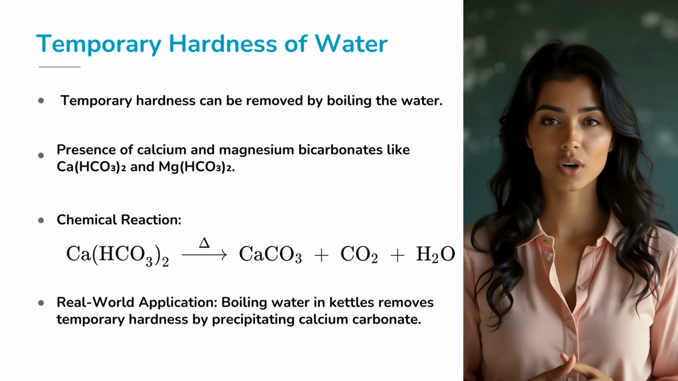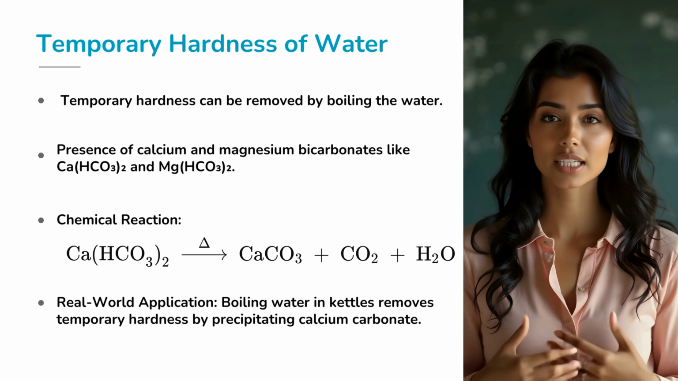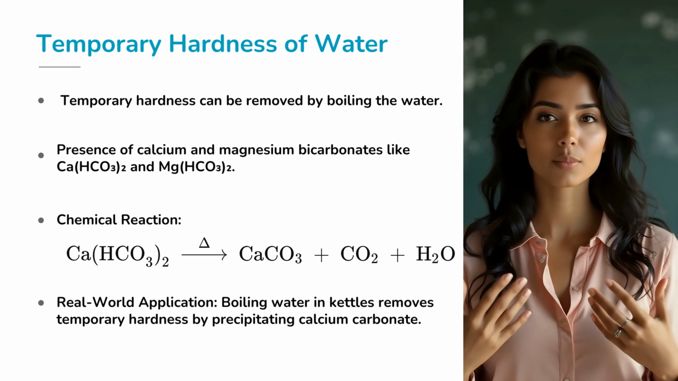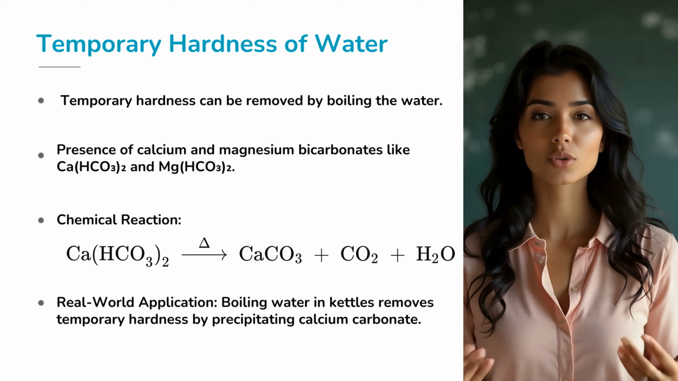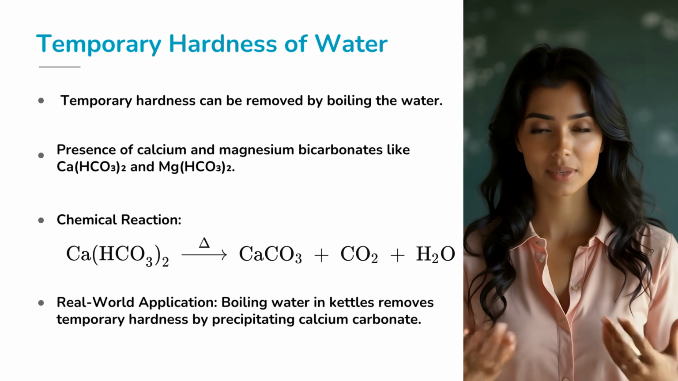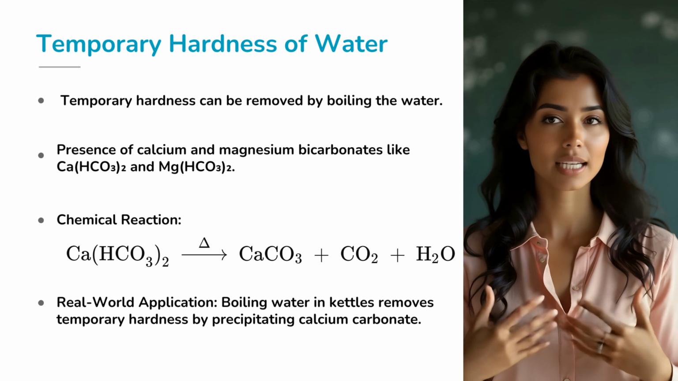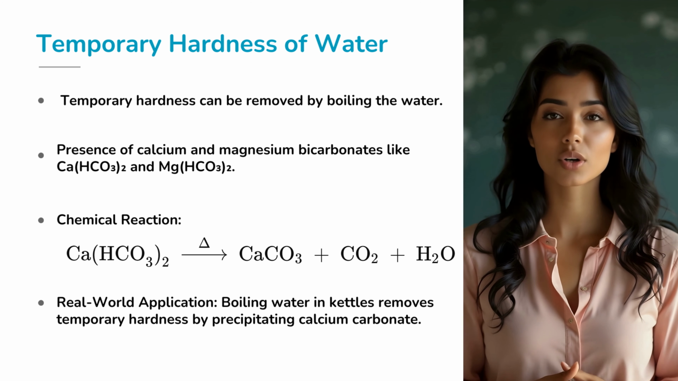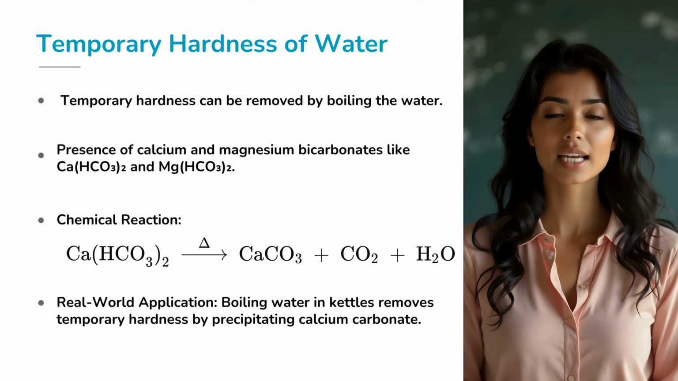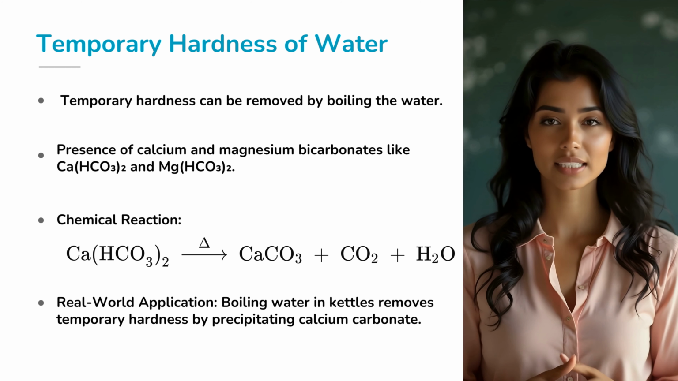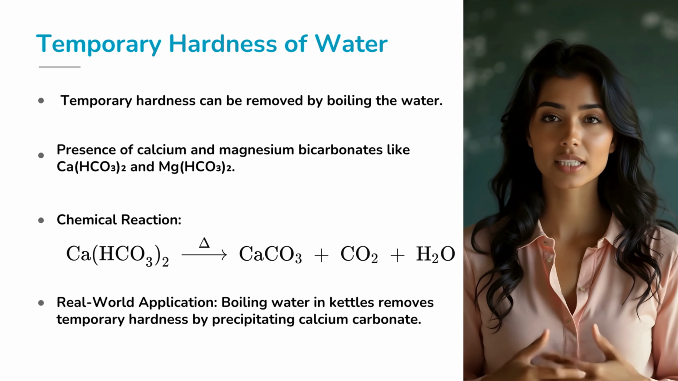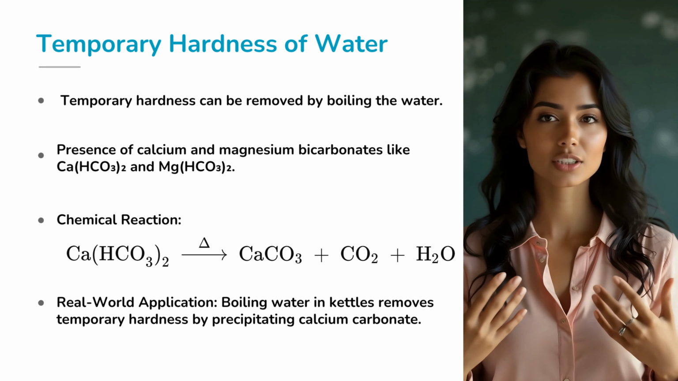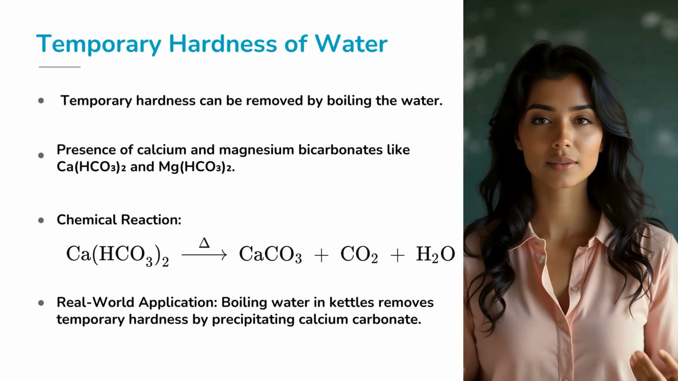Let's talk about one type of hardness, temporary hardness. This type of hardness can be removed by boiling the water. You see, temporary hardness is mainly caused by calcium and magnesium bicarbonates dissolved in water. When you boil the water, something interesting happens. Calcium bicarbonate and magnesium bicarbonate break down into calcium carbonate and magnesium carbonate, which are insoluble and form a precipitate.